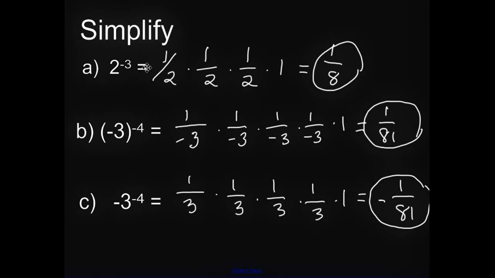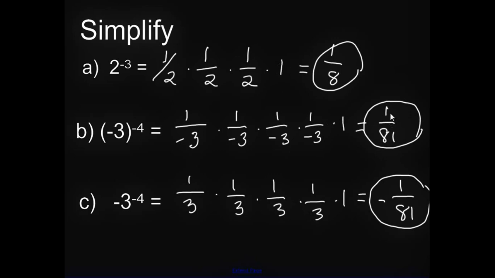All right, simplify 2 to the negative third is 1/8. We've already done this problem. It's in our patterns. Now here's one of the trickier ones. See these parentheses? That means that 3 is negative. That 3 is negative. So I write negative 3's on the bottom. Remember our multiplicative identity, and that's a 1.